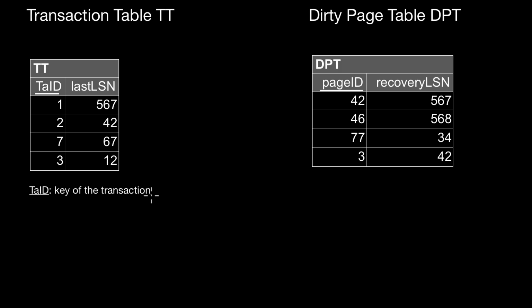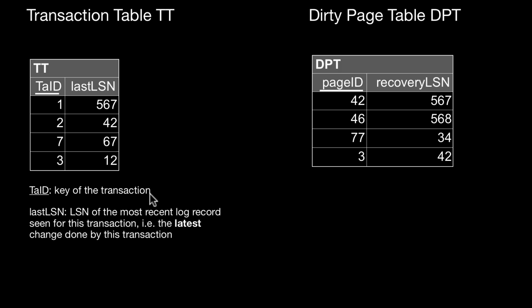The second field is called last LSN. This is the most recent log record seen for this transaction. So in other words, it's the latest change done by this transaction. It might have been that there were other changes done by that transaction before. So if the transaction starts, it looks like this: it does a change, it does a change, it does a change. For each of them, we write a log record.